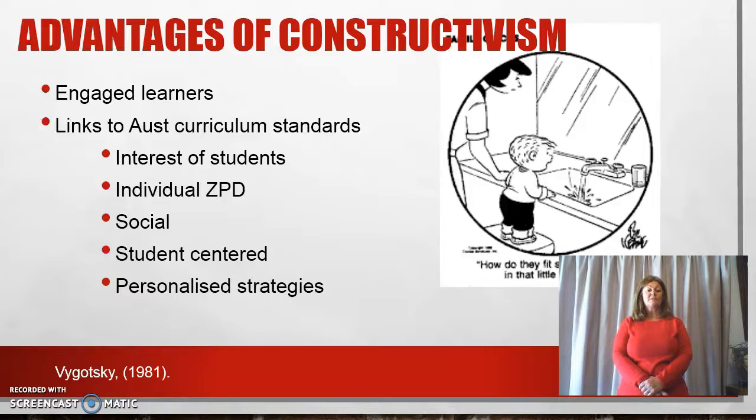Other advantages of constructivism is that it engages and activates learners. It links to the Australian curriculum standards. It takes the interests of students into account. It helps students to work on their individual zone of proximal development. It is social in nature, student-centred, and helps students to develop personalised strategies to recall information in a way that makes sense to them.